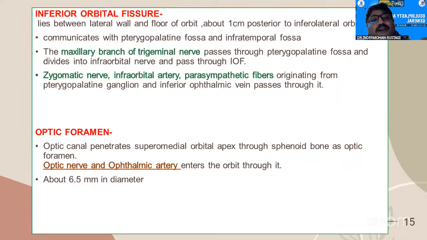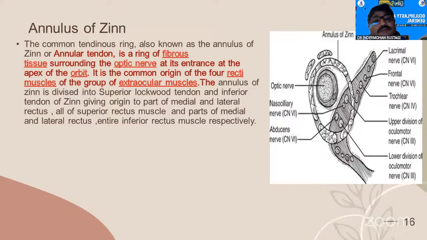So another part is the inferior orbital fissure. Here it contains the maxillary branch of the trigeminal nerve, the zygomatic nerve, and a few parasympathetic fibers. Third is the optic foramen, which has the optic nerve and the ophthalmic artery. So that is how the clinical anatomy is important. Another part while giving the block is the annulus of Zinn, because it is formed by the extraocular muscles, and that is to be taken care of.